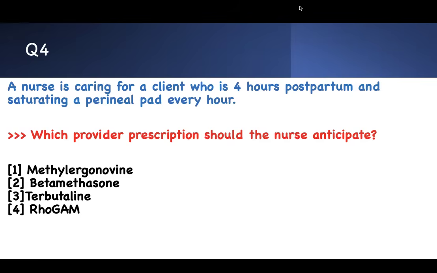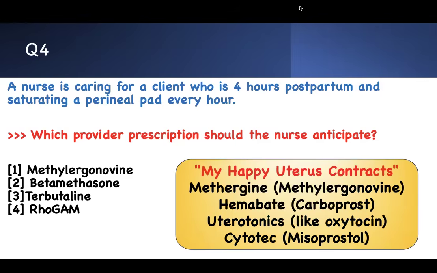Methylergonovine. Vasoconstriction stops bleeding, though in certain situations you should avoid it. And what is the mnemonic? A happy uterus contracts. That's Methergine, Methylergonovine. Hemabate is Carboprost. Uterotonic is like Oxytocin. And Cytotec is Misoprostol. All my happy uterus contract. They all cause contraction. So these are the medications you can use for what? Bleeding.